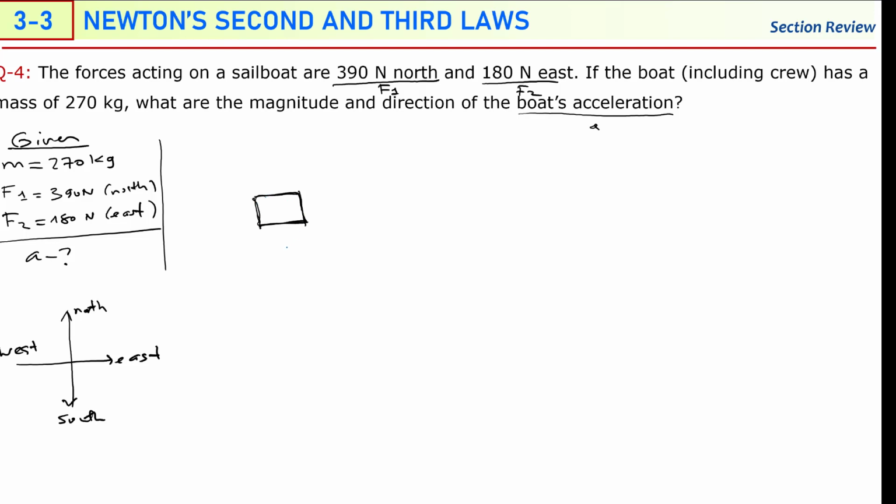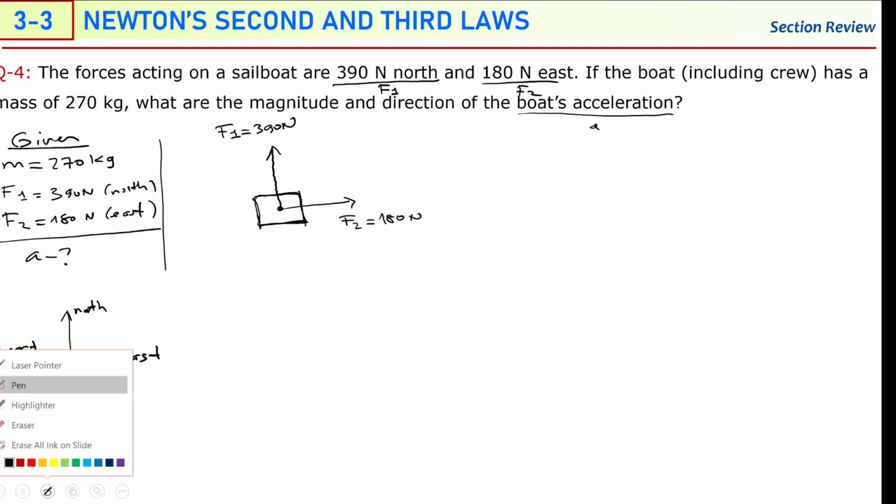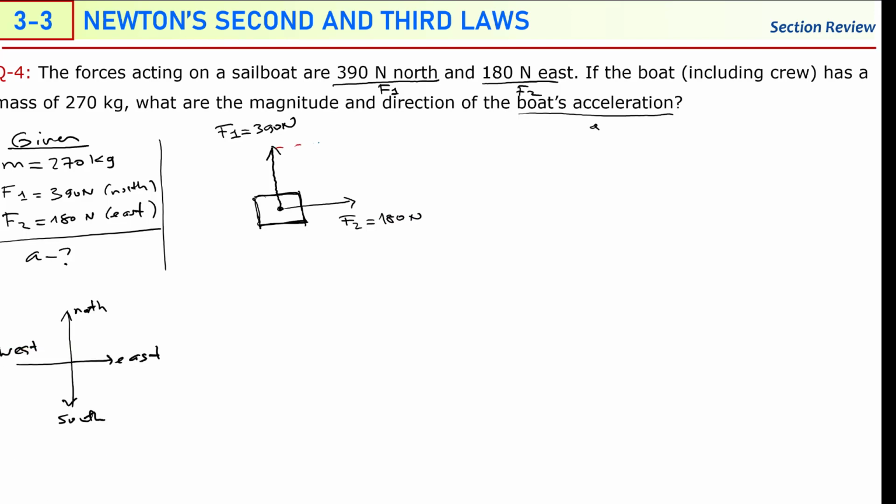The square is representing the sailboat. So we are going to draw the forces from the center of gravity. One force is in the north, so I am going to draw the first force towards north, F1, which is equal to 390 newtons. And the second force is towards east, so I will draw F2 due east, 180 newtons. So for the net force, I'm going to use vector addition.